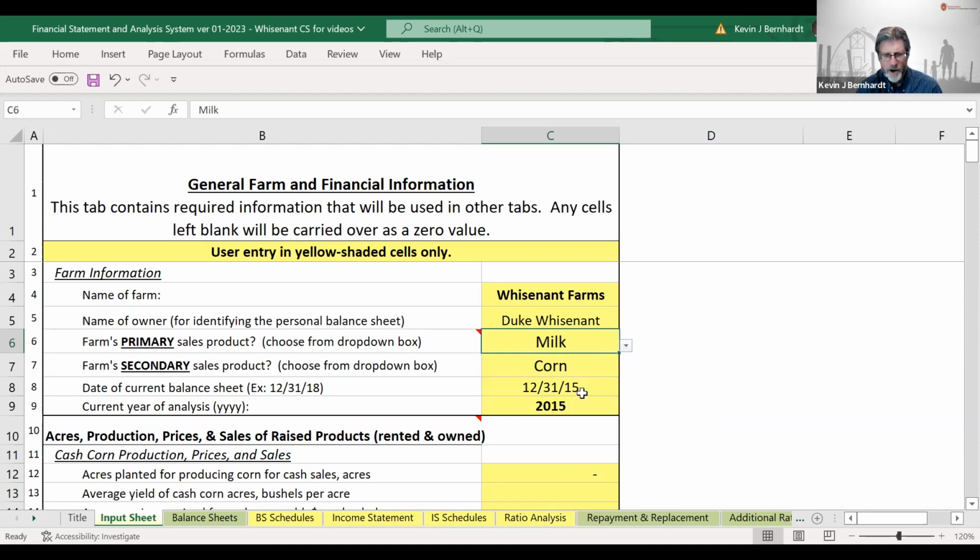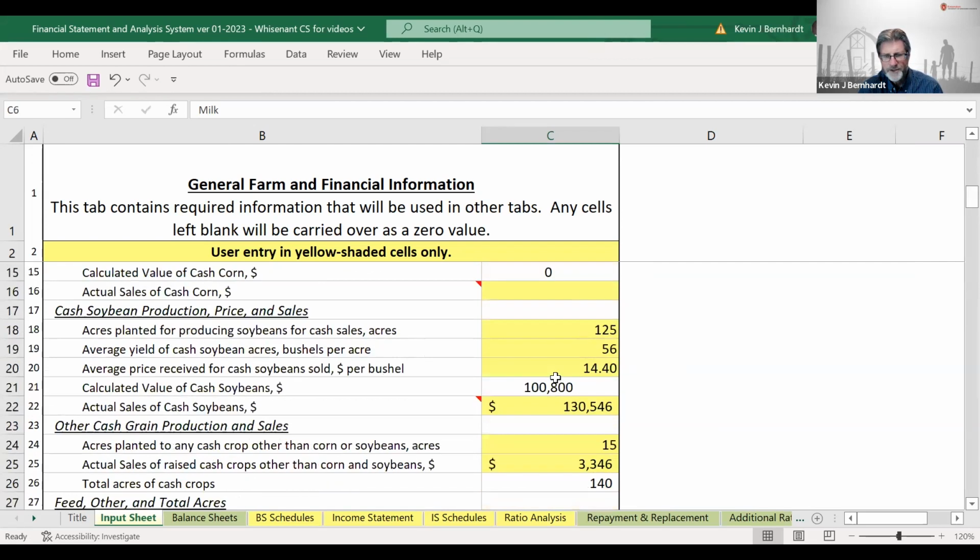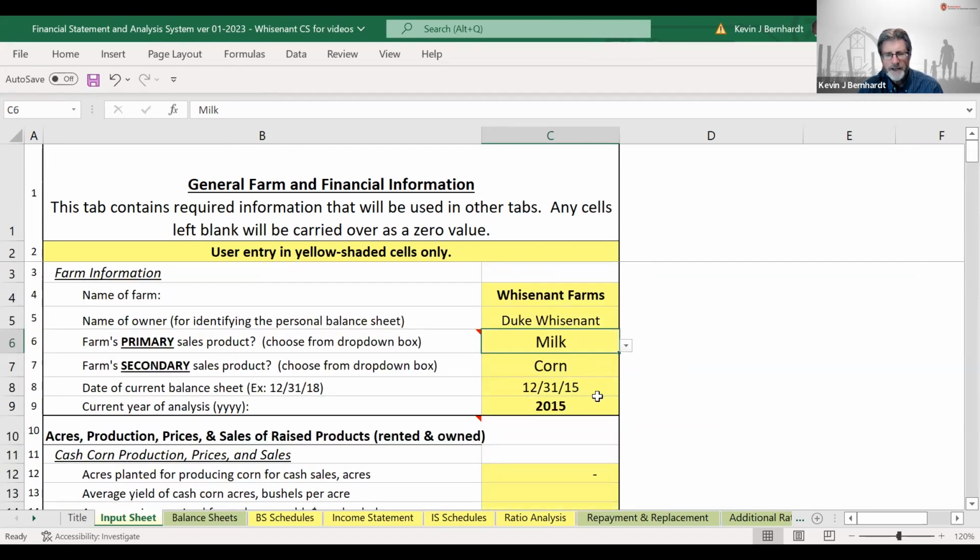Some of the other cells are already completed in this case. As you look down through there, you'll see some numbers that are already there. So we're not going to fill out the entire part. We'll just fill out parts of it so you can get a feel for how the spreadsheet works. Another thing to notice is every once in a while you see a red triangle. Whenever you see a red triangle, that means there's more information about that particular row. So right here, it says farm's primary sales product in row 6.